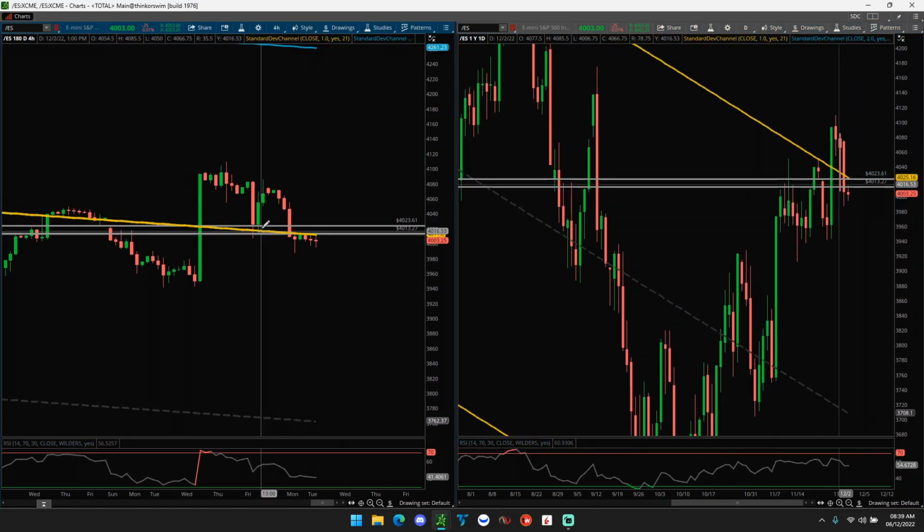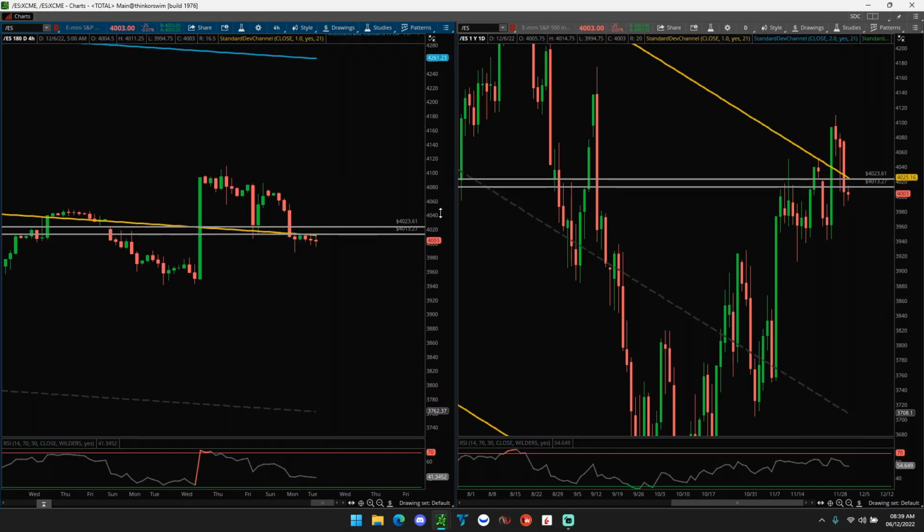So as of right now, it's just holding around this level. But what we would really want to see is if we can hold this level and buying pressure come in.